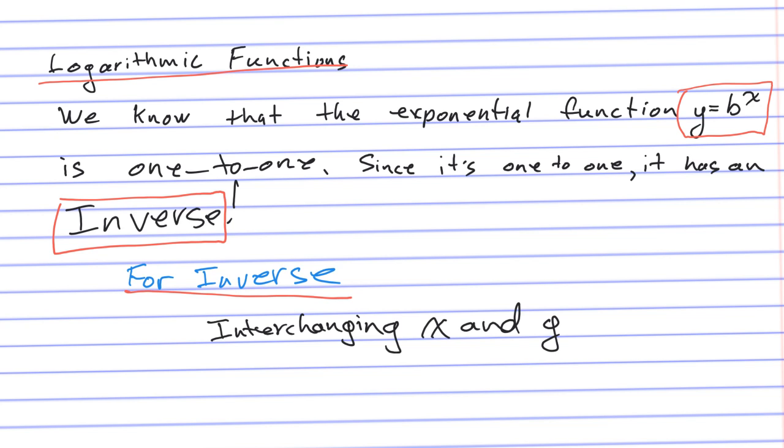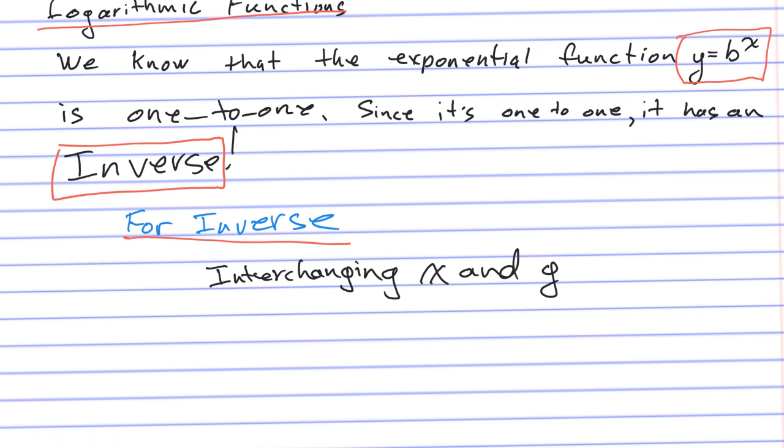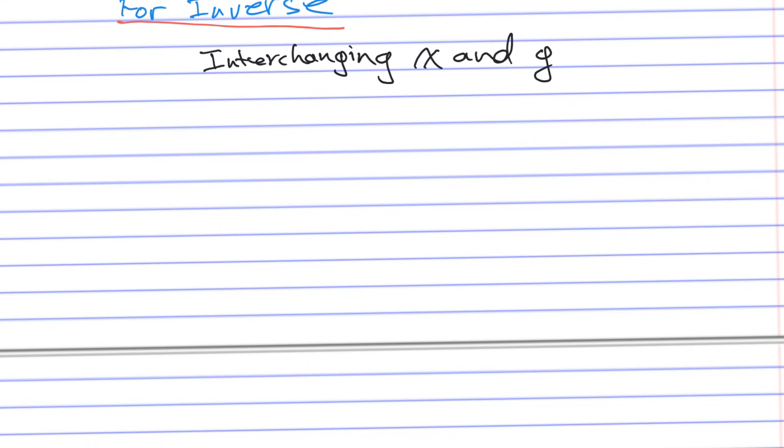So for the inverse, what we have to do is interchange x and y. So remember, our original equation was y is equal to b to the x, right? So now we're going to have to write it as the following: x is equal to b to the y. All right?